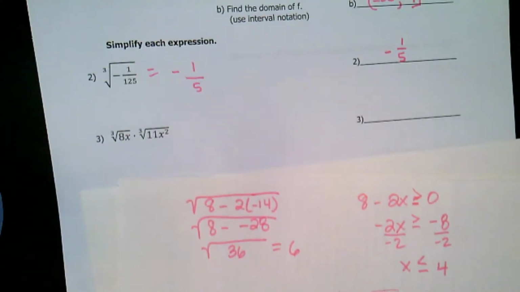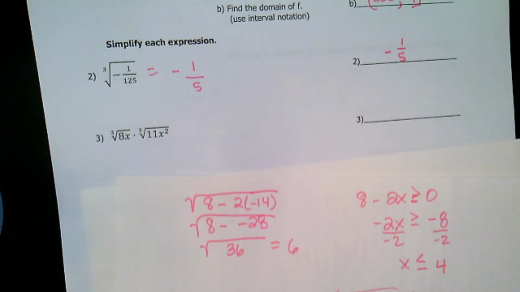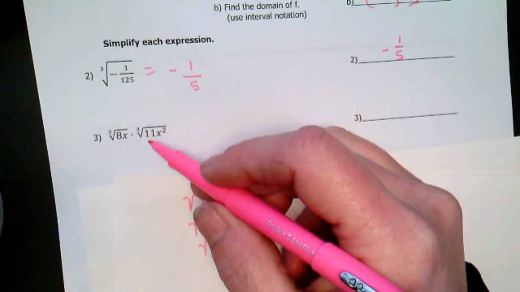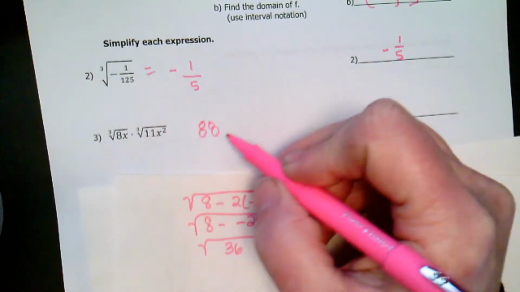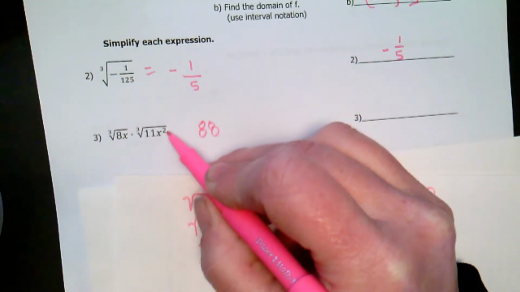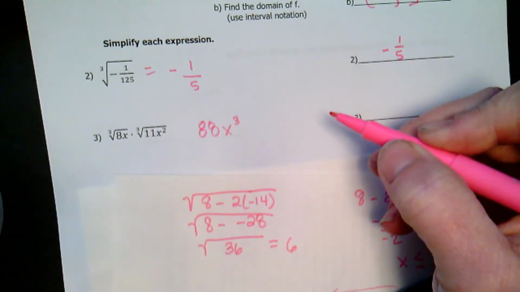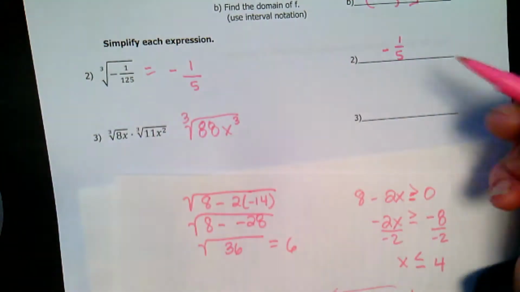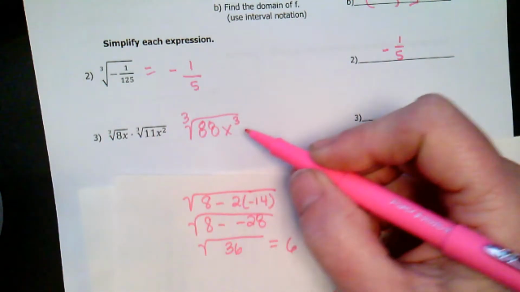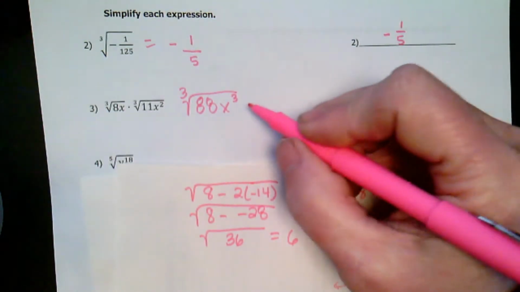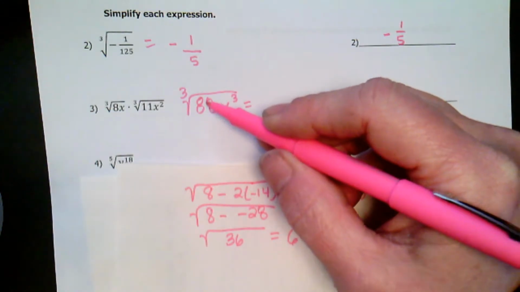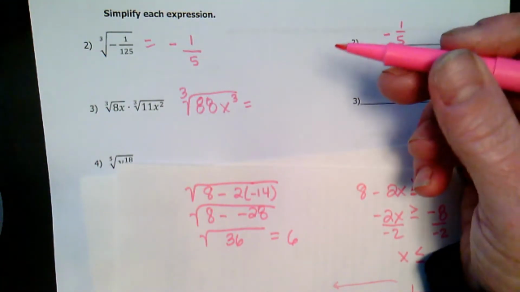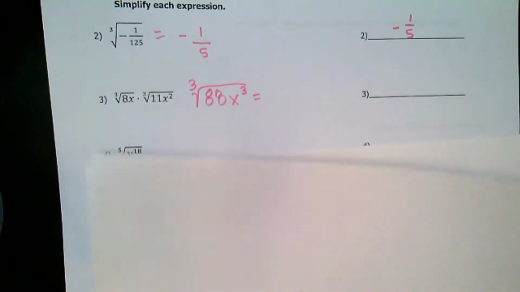Alright, number 3. The cube root of 8x times the cube root of 11x squared. As long as these are the same roots, you can just multiply what's underneath. So 11 times 8 is 88, and then x times x squared is x cubed. So remember, you just add the exponents. Now we can actually simplify this a little bit better. We can break down what's on the inside. Usually I try to find things that 88 can break down into that would be in groups of 3.